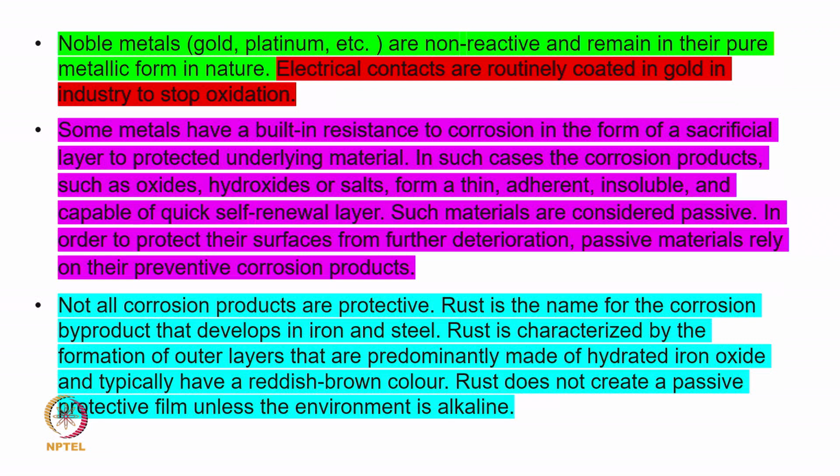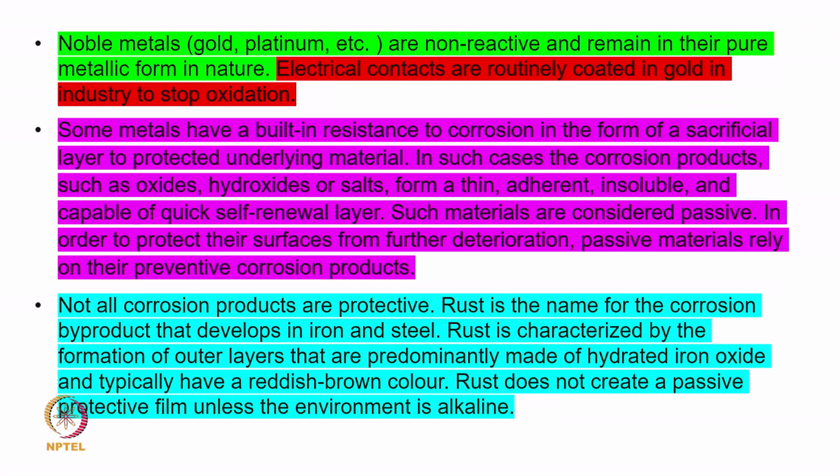Let us take another example, gold and platinum. We say these are noble metals, the reason being they are non-reactive, and most of the time they remain in pure form in nature. So, we can take advantage of these metals, and we have observed that most electrical contacts are routinely coated with gold, or a gold-like material, in industries to prevent oxidation.